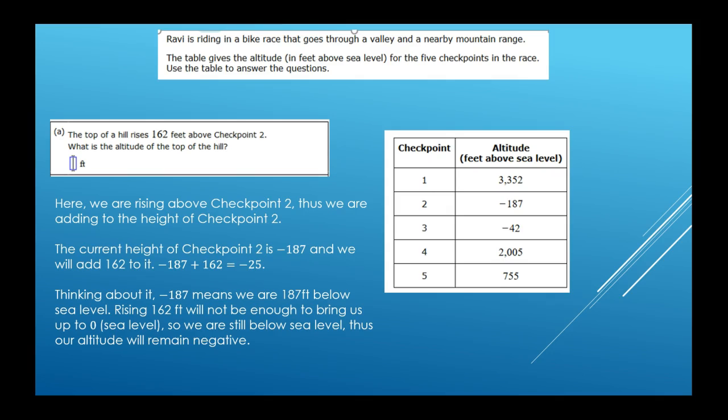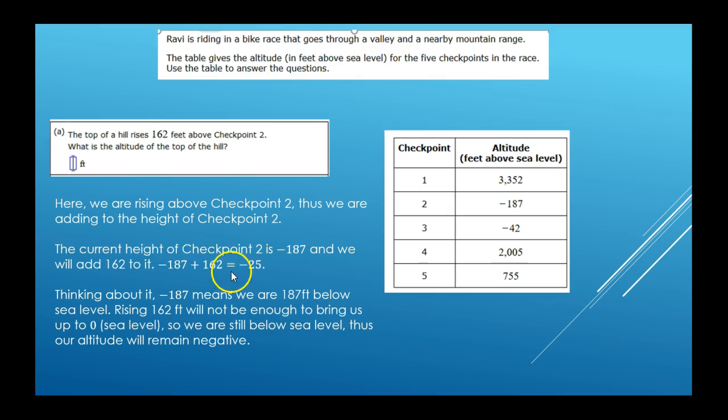So Ravi is riding in a bicycle race that goes through a valley. The table gives the altitudes for the 5 checkpoints. The top of a hill rises 162 feet above checkpoint 2. What is the altitude of the top of the hill? So checkpoint 2 is at negative 187 feet. And we need to go above that checkpoint 162 feet. So we're taking the negative 187 and we're adding 162.